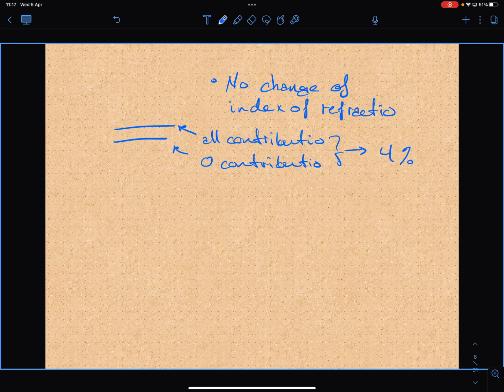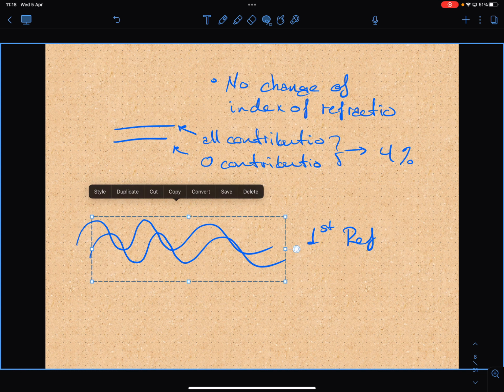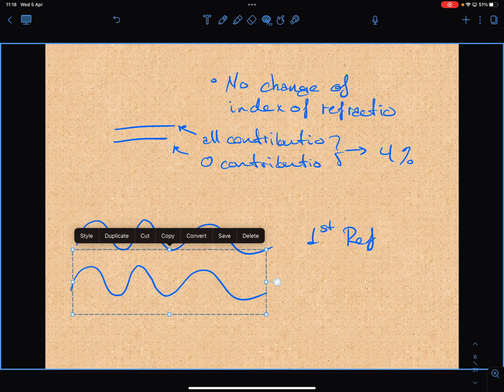And then there's another mechanism out there, the one that was introduced classically in the book, which is that the light is traveling in waves. So this is the light from the first reflection. And then you have the light from the second reflection.